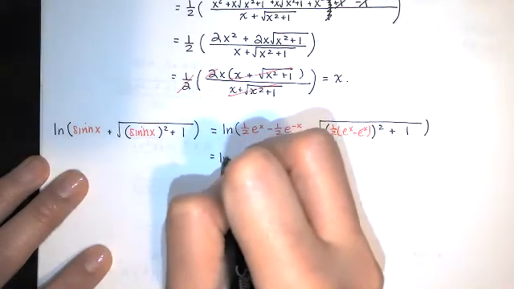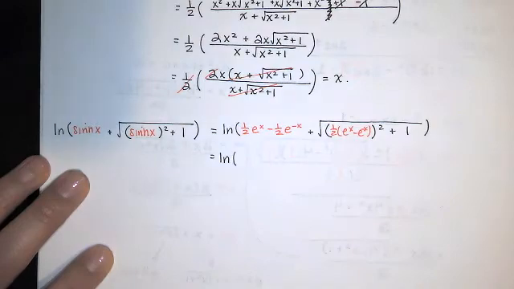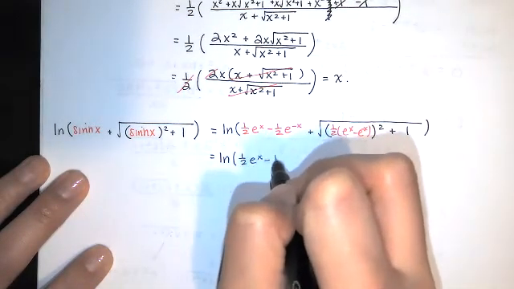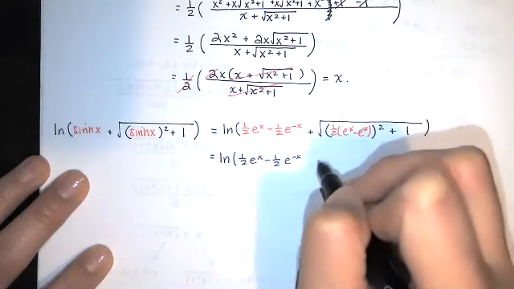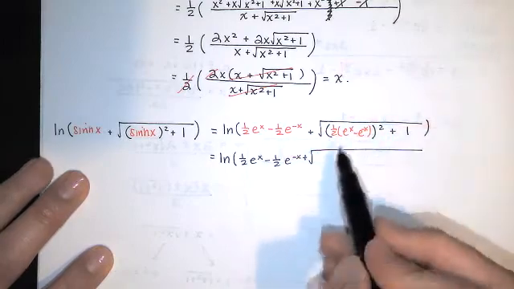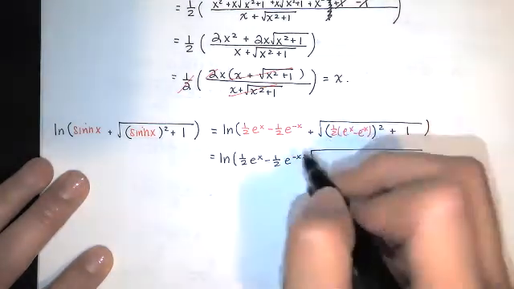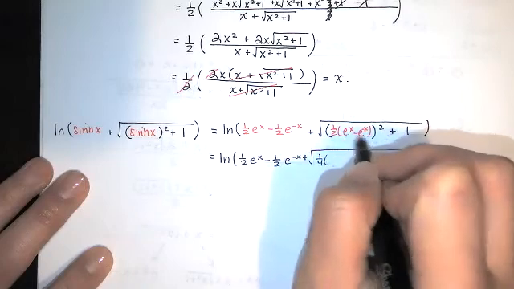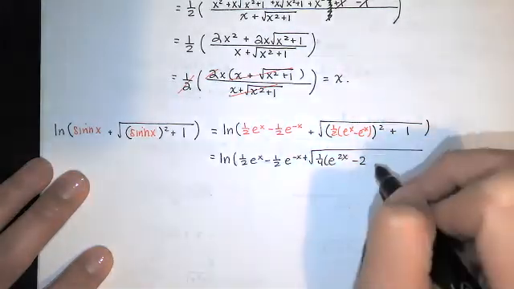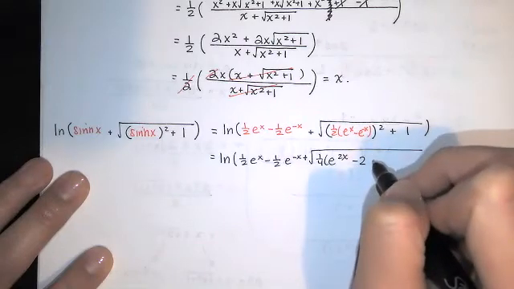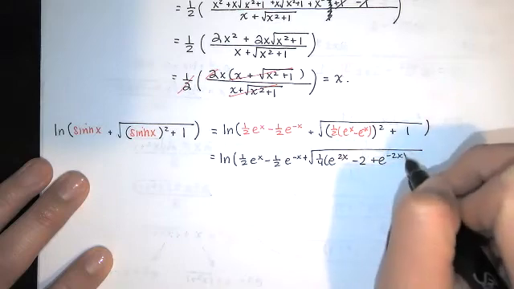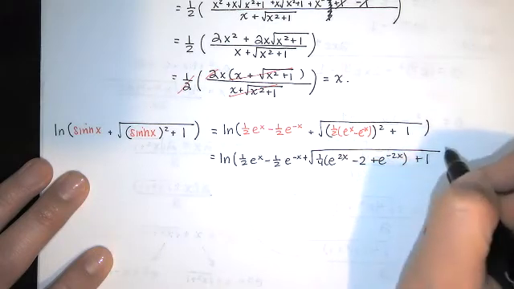Okay, let's watch what happens. So here I've got 1/2 e to the x minus 1/2 e to the negative x. And then I've got all of this under the radical. If I square this, I get 1/4. If I write that twice in FOIL, I'll have e to the 2x minus 2 plus e to the negative 2x plus 1.